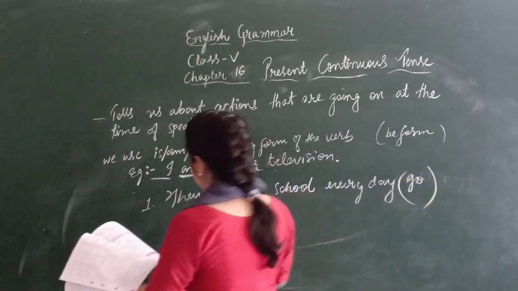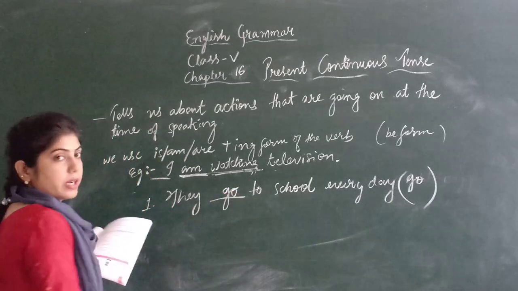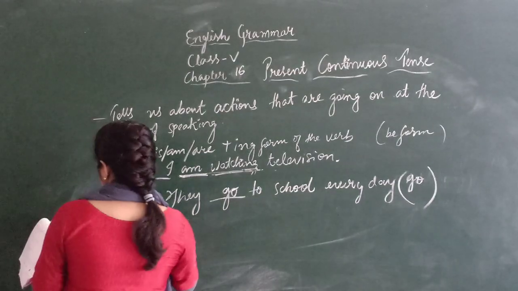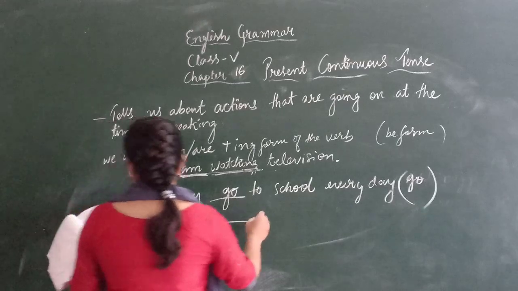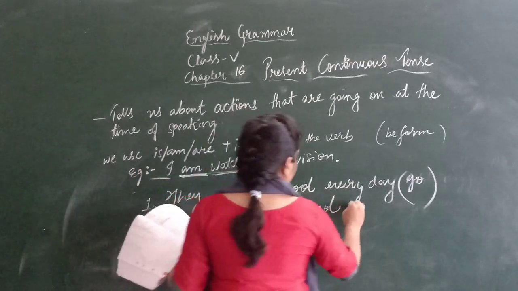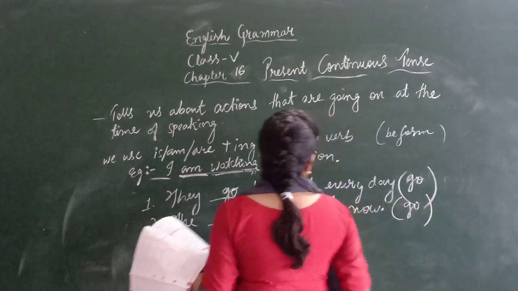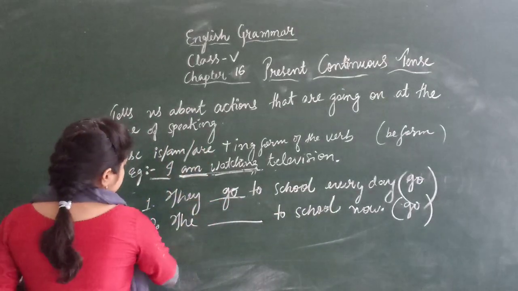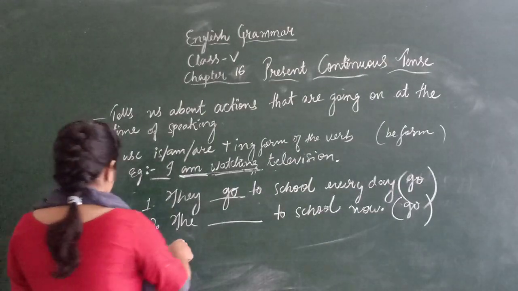So, how will you write here? They go to the school every day. This is in simple present tense. Okay? Second one, they dash to school now. And in the bracket, the go form is given. Ek hame simple present tense mein convert karna hai, dusra sentence hamein present continuous tense mein change karna hai, to kya ho jayega?